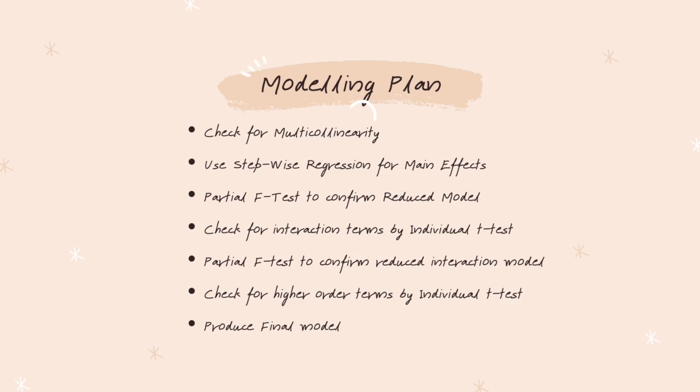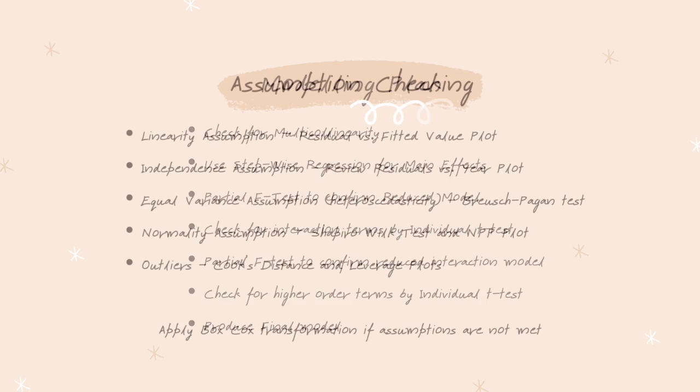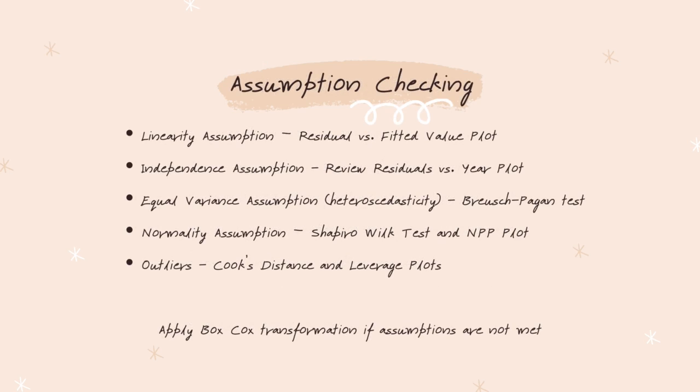before watching this. So first we'll check for multicollinearity and then use stepwise to find a reduced model for better fit. After, we'll perform partial F-tests and individual T-tests to add interaction terms and then higher order before turning up with a final model. After we get our final model, we will check assumptions. The following assumptions that must be met are linearity, independence, equal variance, normality, and then outliers. If any of these assumptions are not met, we'll perform a Box-Cox transformation.